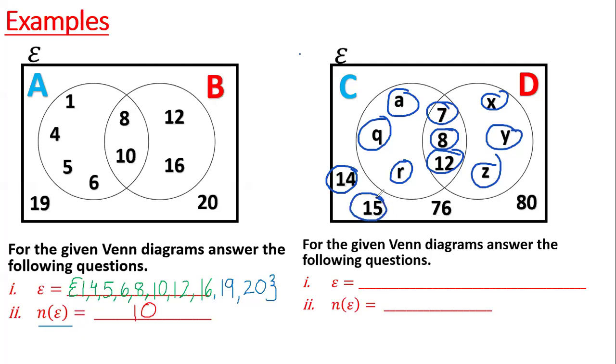14, 15, 14, 76, and 80. Very good. 14, 15, 76, and 80. Those are going to be included in the universal set. The rest of us, do we understand that? Yes, sir. Good. So what does that mean?